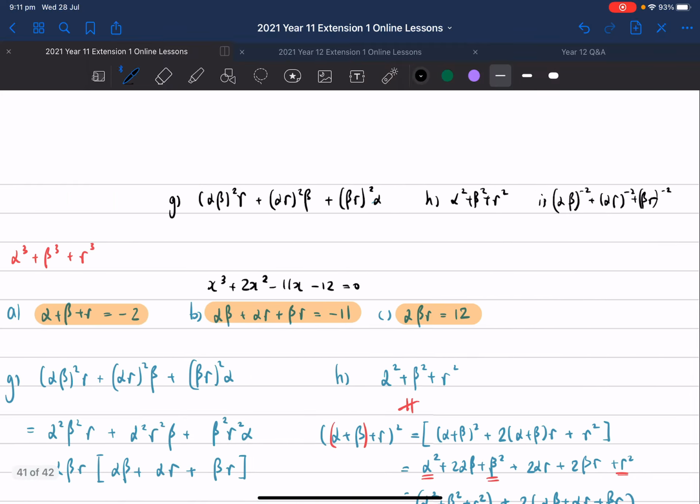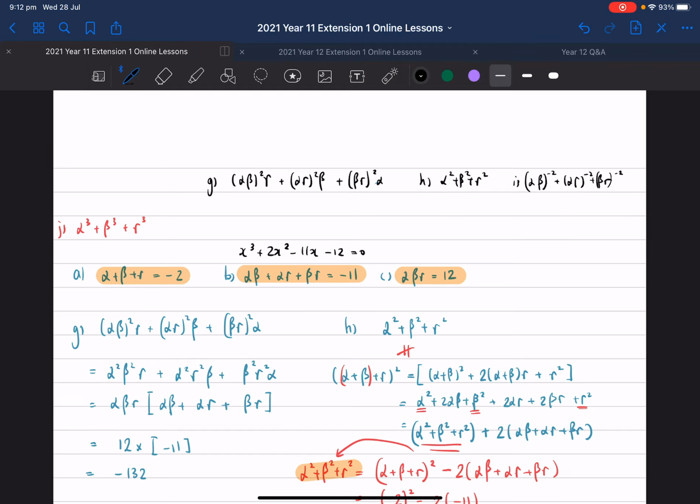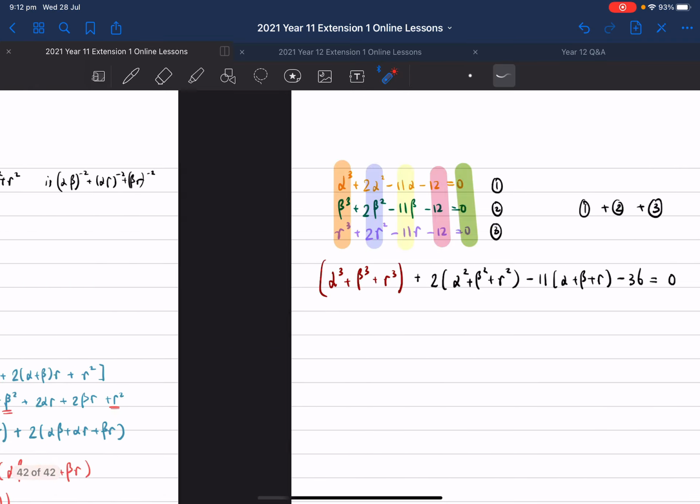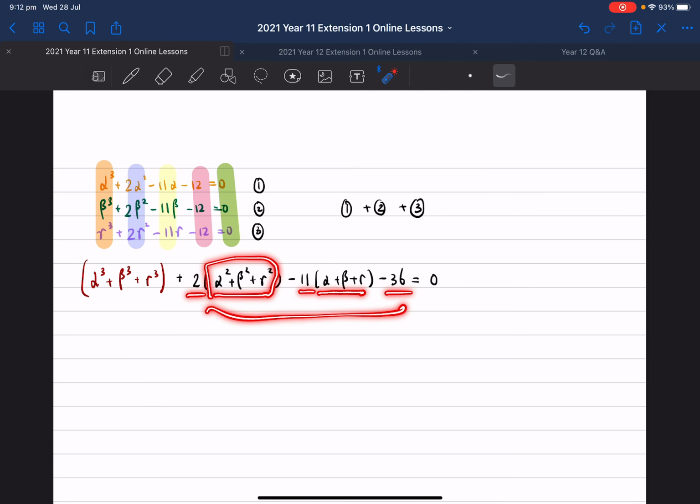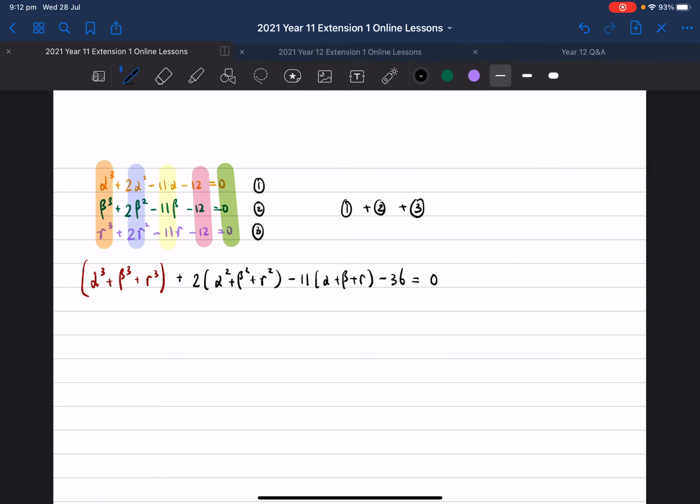Now back to the question. What does the question ask us to do? We need to find the result of alpha cubed plus beta cubed plus gamma cubed, which is here. Then we have the result here from the previous question. We also have this. We've got all the stuff ready. We can just calculate all of this, move it to the right-hand side, and that's it. We're done. That's how we solve a question like that. That's what I'm saying. It's a very special way of doing the question.